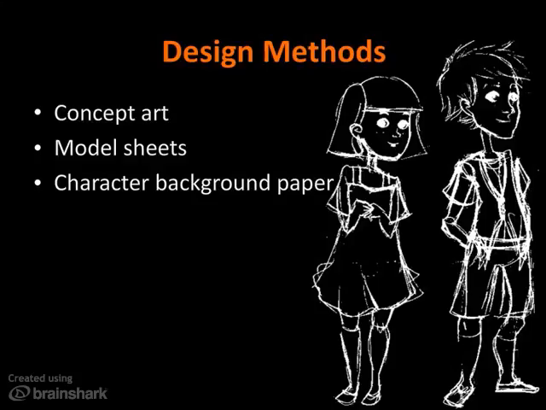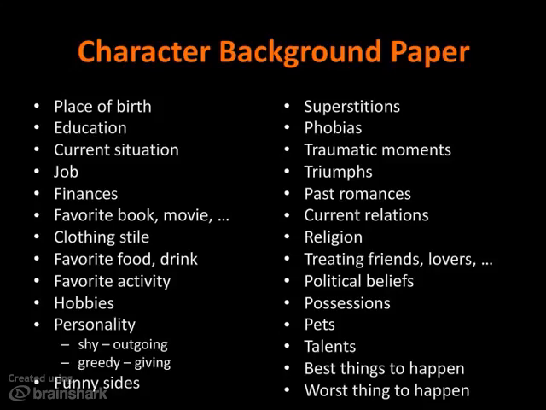And finally, the character background paper is produced. This is a text-based description about the character background and behavior. Character background paper is describing different aspects of the character that can influence its behavior in different circumstances. Here you can see one example of characteristics like education, job, favorites, hobbies, personality, and so on.